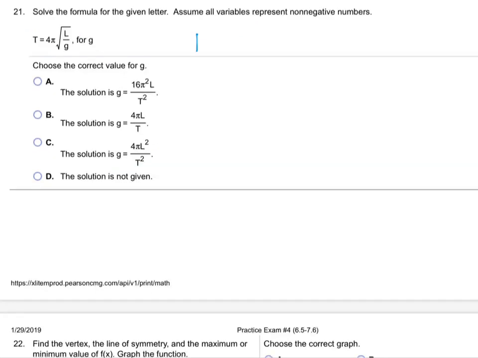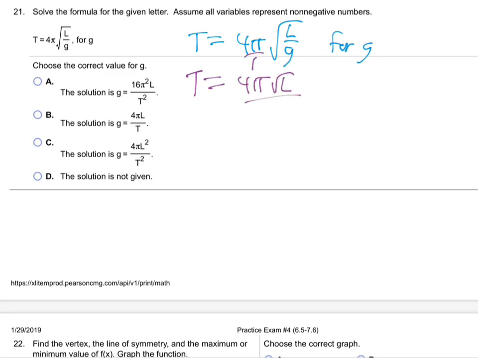Okay, 21. T equals 4 pi square root of L over G. We're solving for G. How do we solve that for G? Well, let me see. We want to get G alone. So why don't we rewrite this? This is 4 pi over 1, so it's 4 pi square root of L over square root of G. Does that make sense? The 4 pi goes to the top with the square root of L, and the 1 times, you put a 1 here if you want. 1 times root G is just root G.